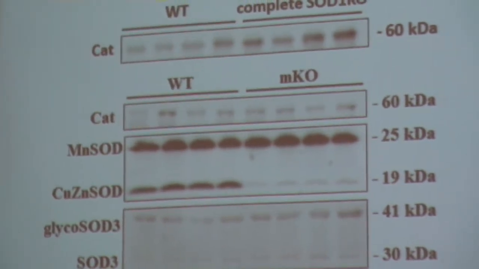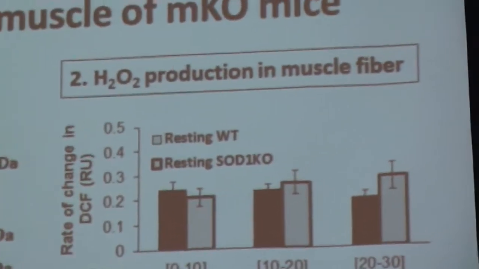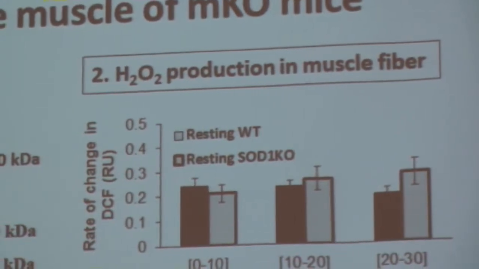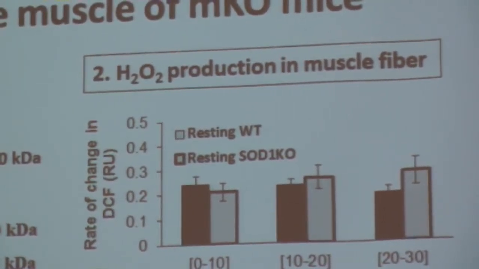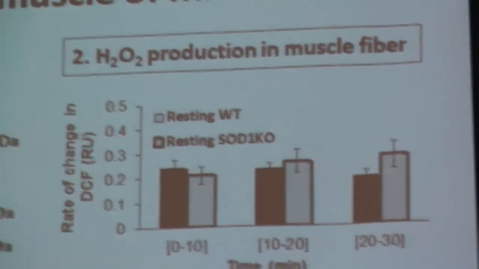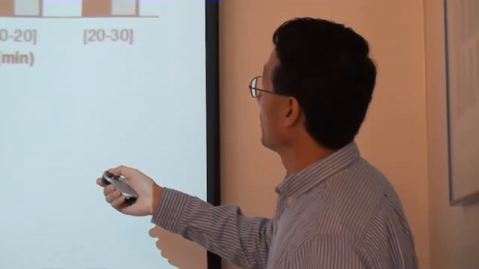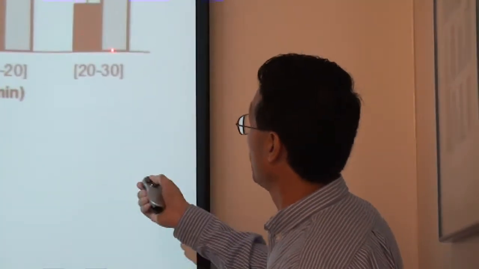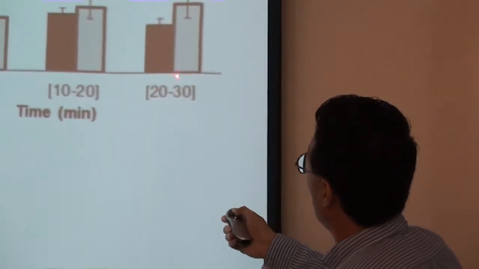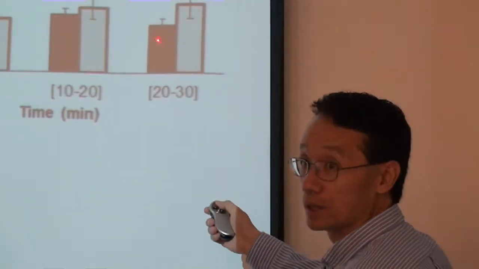And we also look at the hydrogen peroxide production in the muscle fiber. This is using isolated muscle fiber. Then you stain the muscle fiber, using DCF, which is the indicator of the hydrogen peroxide production. In the whole body knockout mouse, DCF staining will show a dramatic increase in color changes. But in the MKO mice, we didn't see a significant increase of the DCF fluorescence. Although after an extended period of exposure, you will see there's a trend of increase, but it's not statistically significant.